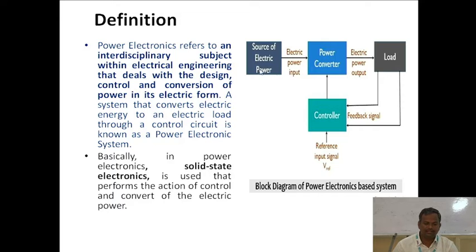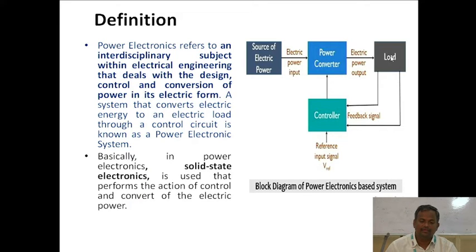If you see the block diagram of the power electronic device, this block represents the source of electrical power, which can be in AC form or DC form. This is the power converter. Here, the power converter means there are different types of power converters that can be used: rectifier, inverter, chopper, voltage regulator. All these are examples of different power electronic converters. And this is the load.